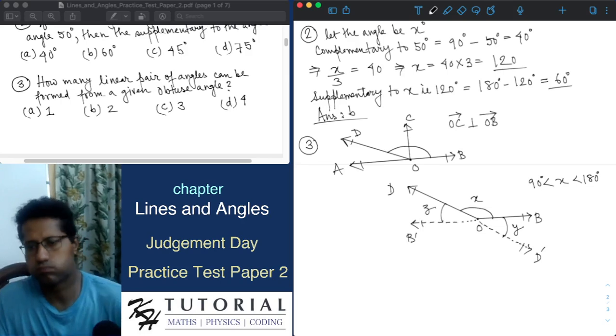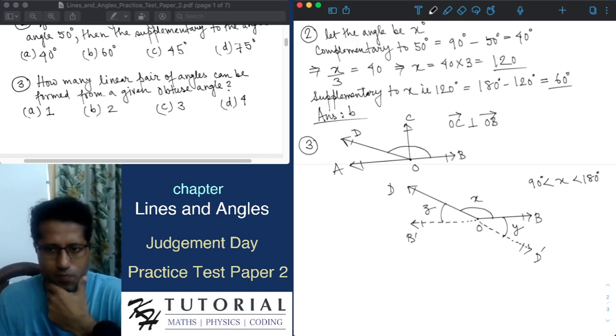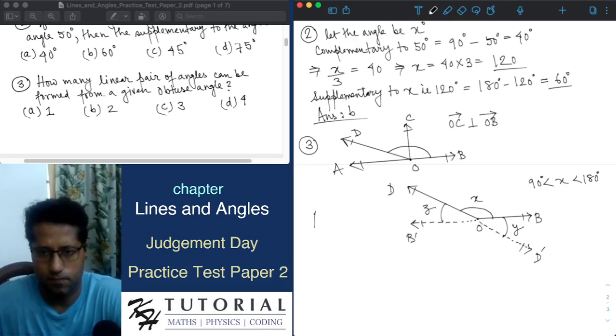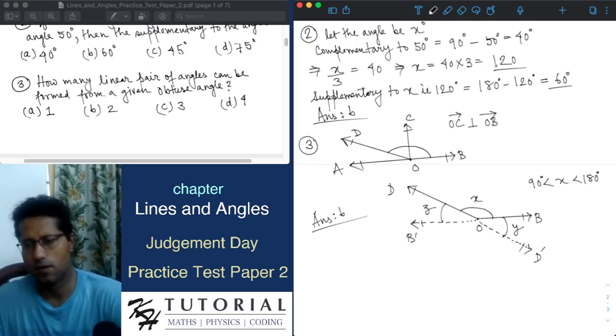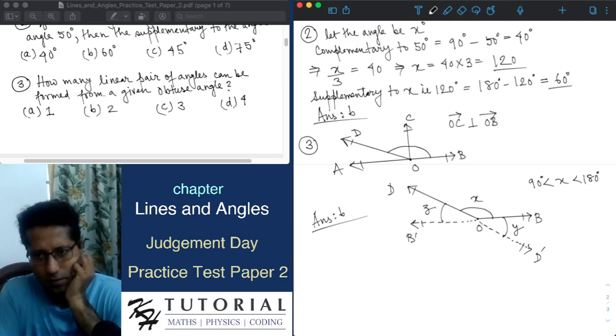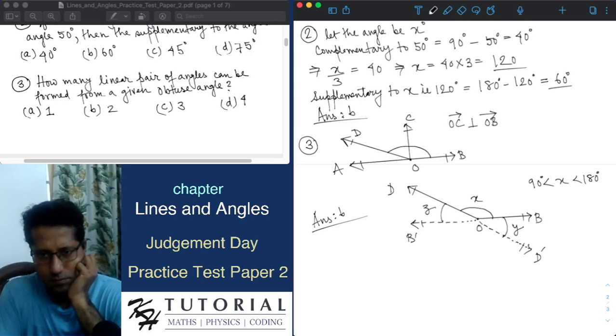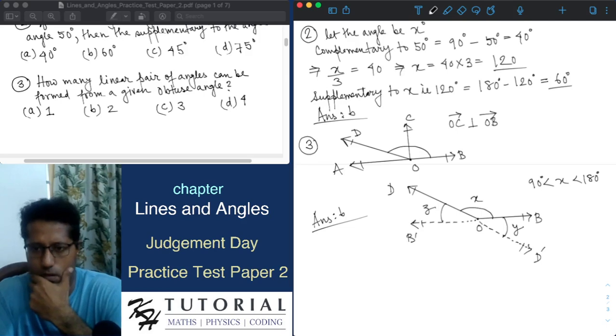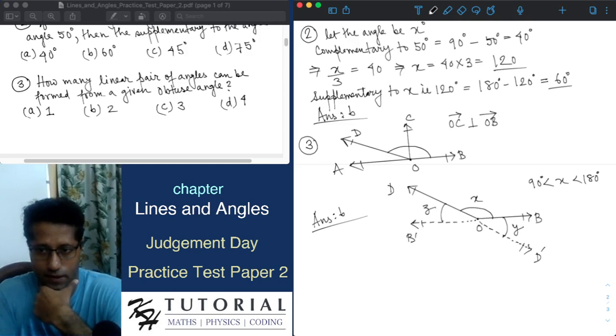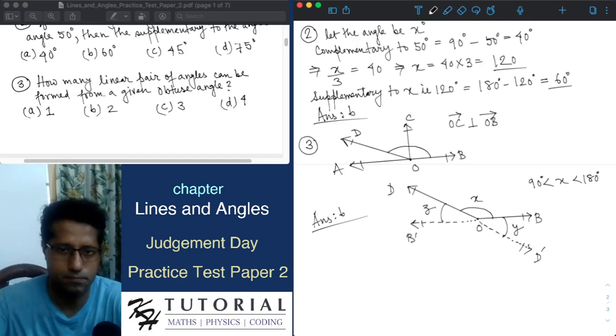No, I don't think so. So I think there are two pairs of linear angles. I mean, from a given obtuse angle, we can create two pairs of linear angles. I'm not sure, but as far as my knowledge is concerned, I think we can only create two angles which will be a linear pair to X. So in my opinion, the answer is B. I'm not sure.